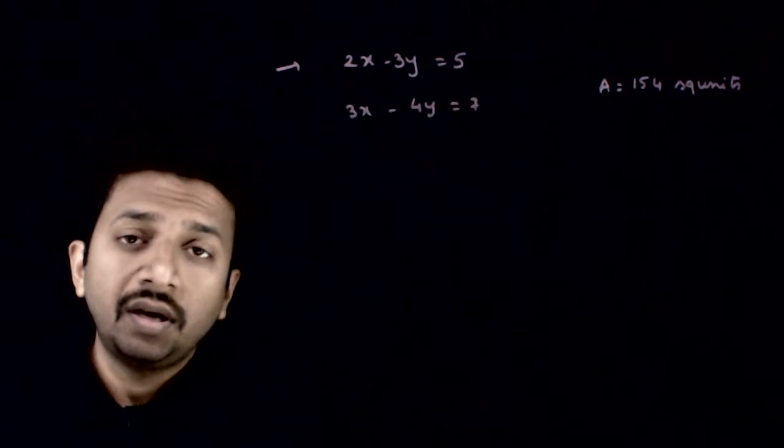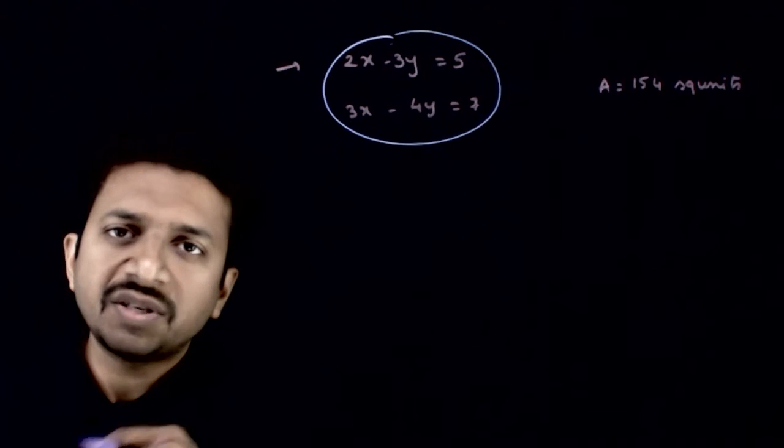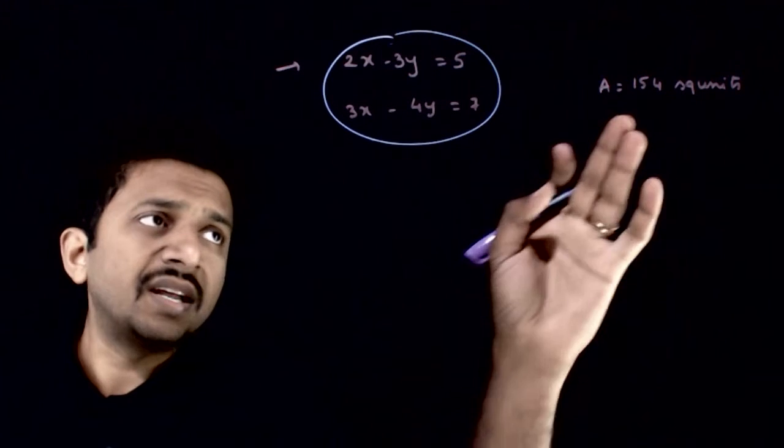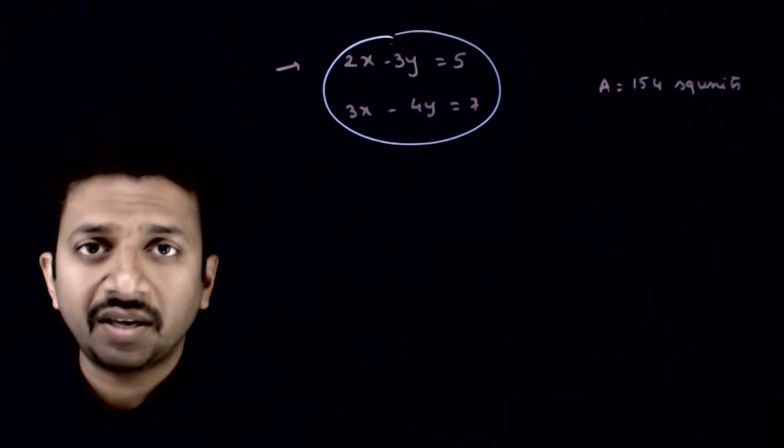So welcome students. In this question you're given that these two lines represent two diameters of a circle and the area of the circle is 154 square units. If that is so, what is the equation of this circle?